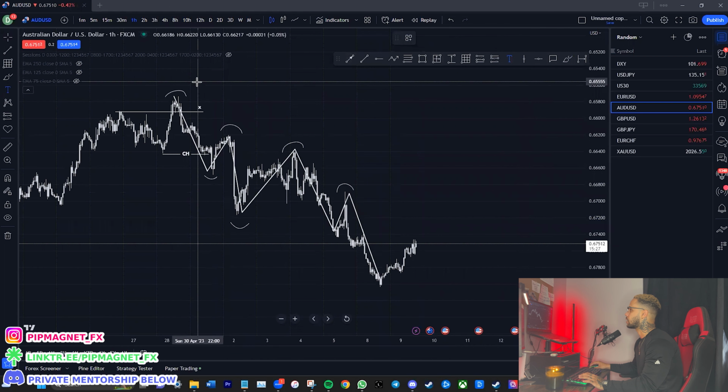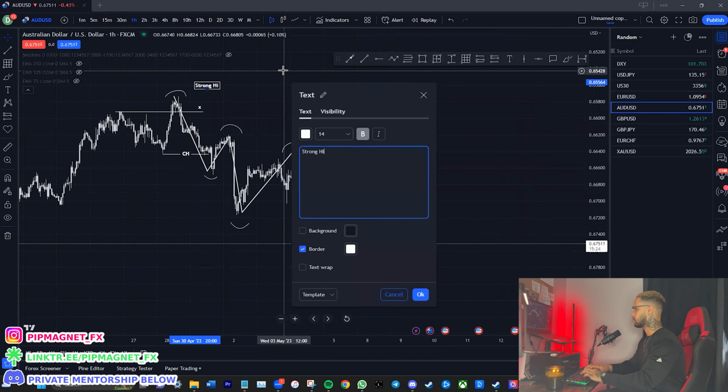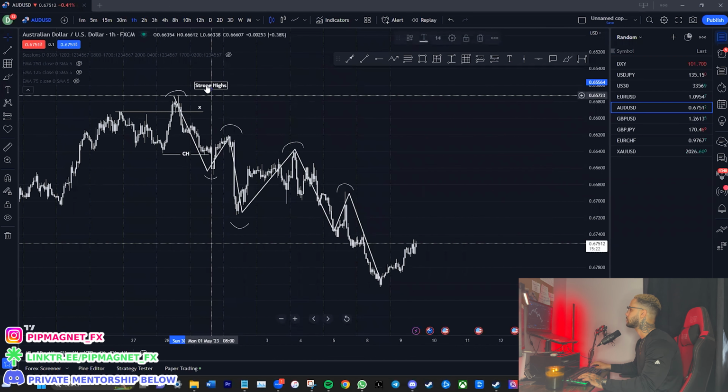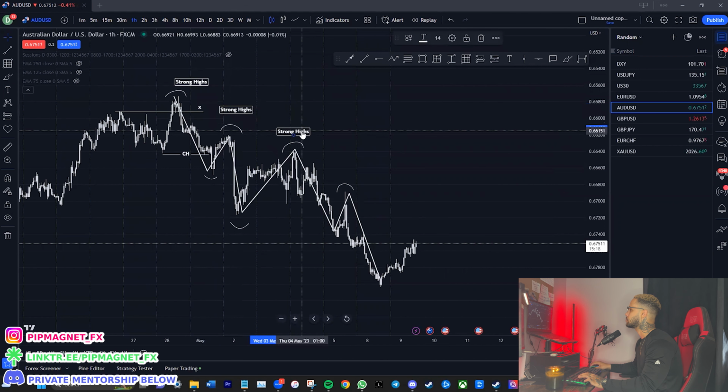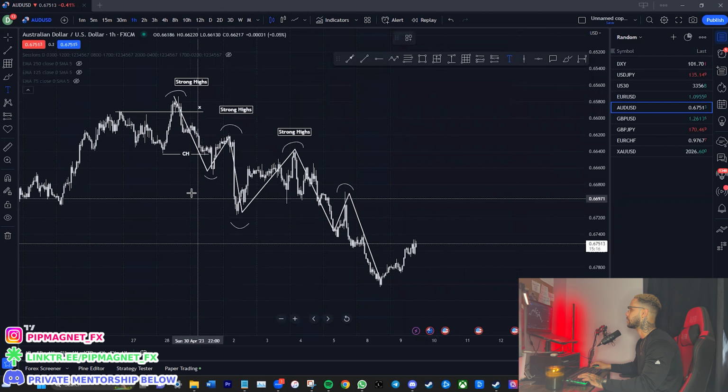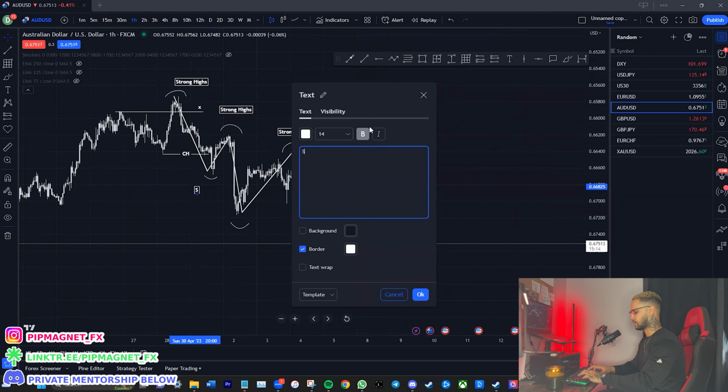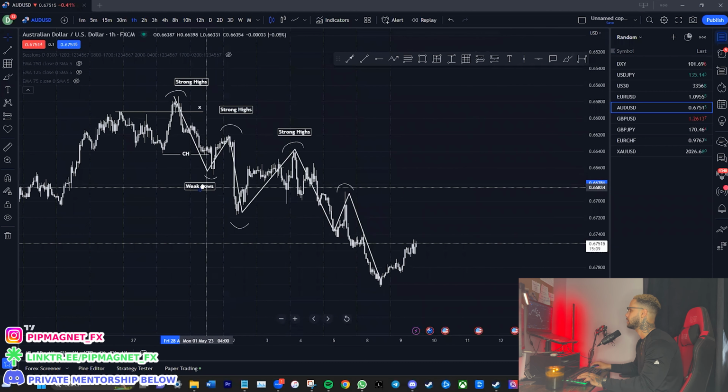So we have our strong highs up here. We can mark that out. Why? Because they're being maintained each day that goes by, right? And then we could say here that we have weak lows because those are our target liquidity day by day.